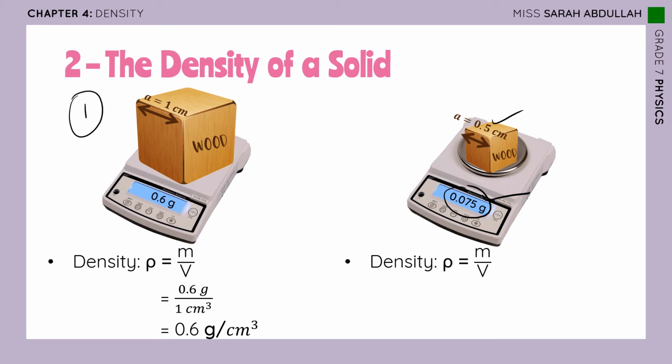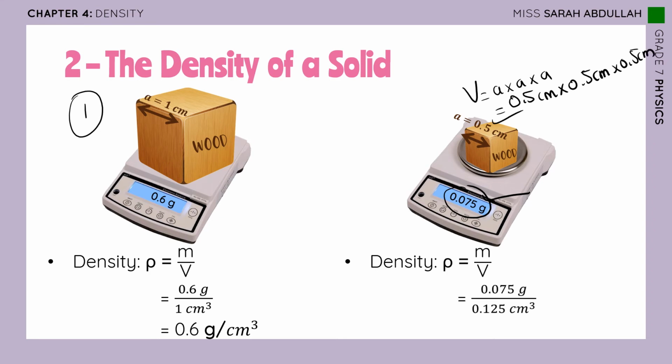The new mass is 0.075 grams, and the new volume is simply A times A times A, so 0.5 centimeters times 0.5 centimeters times 0.5, and we will get 0.125 cubic centimeters. So mass over volume will give us also 0.6 grams per centimeter cube. So even if the size is different, the mass is different, the volume is different, I'm still dealing with the same material, so I will be getting the same density. So it is like a property for this material.